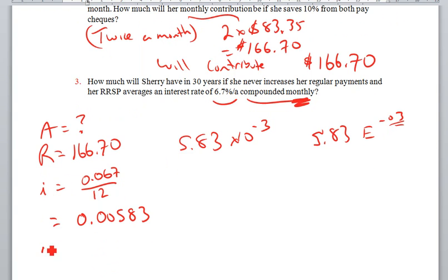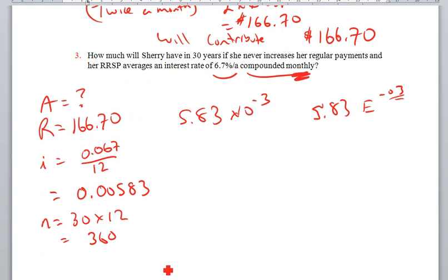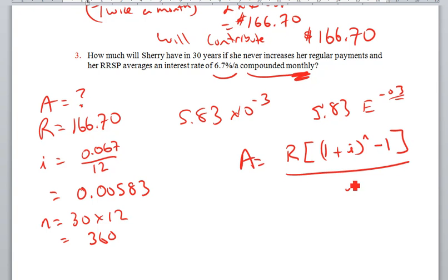And n is equal to the number of years, 30 years, times the number of compounding periods per year, which is 12. So 30 times 12 is 360. Now I need a formula. I had a couple different formulas, but if I want A, I'm going to use the one that starts with A, because that's the one I want. R bracket 1 plus i, in brackets, to the n minus 1, close the bracket, all over i.